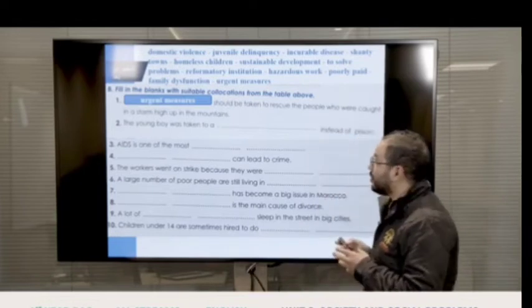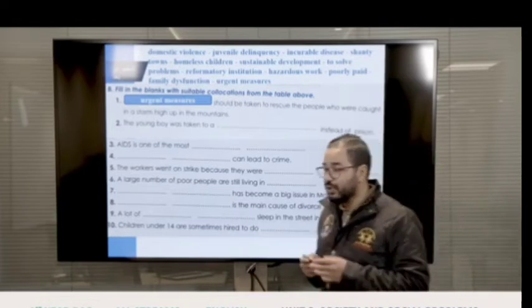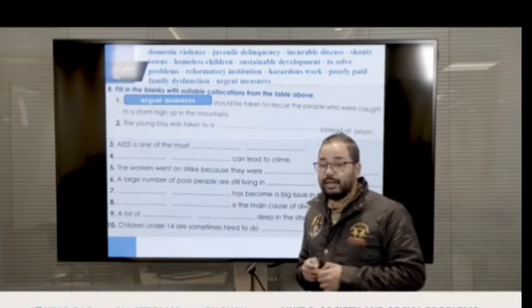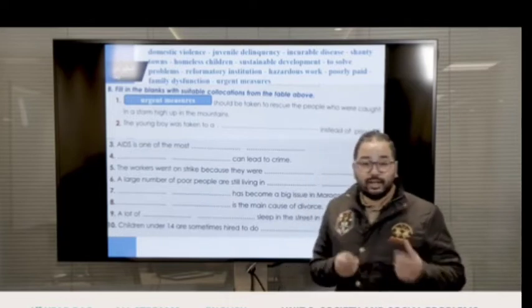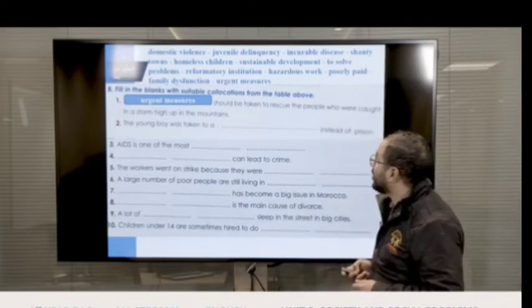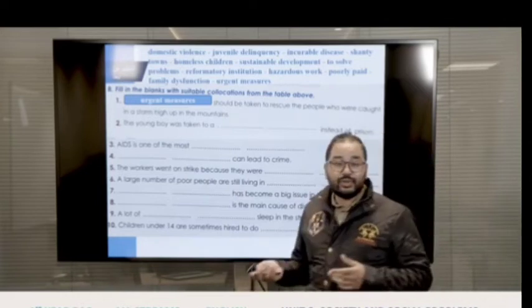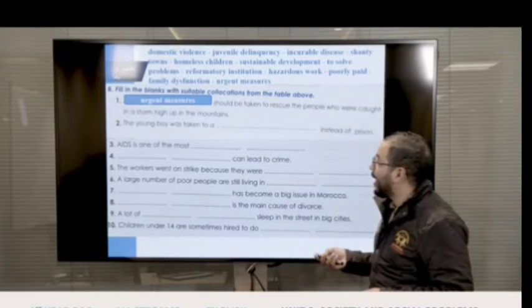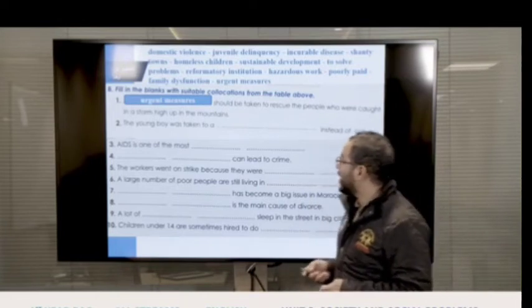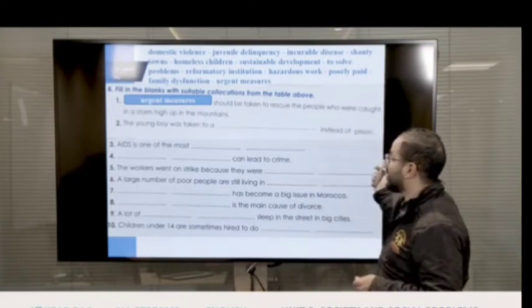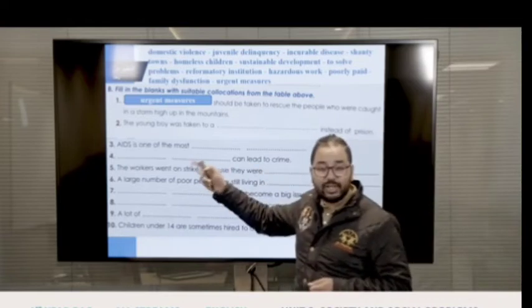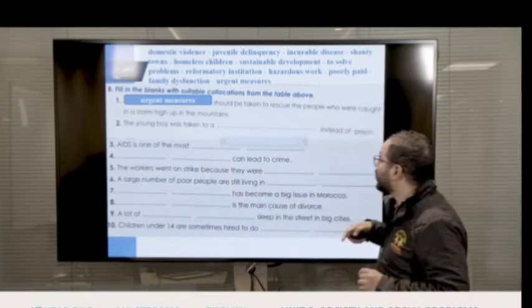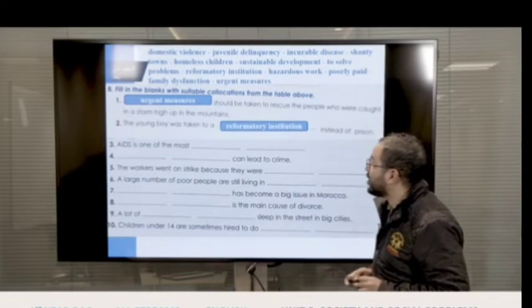So urgent measures, which means urgent solutions that maybe officials should take or should think of or figure out to solve a problem. The young boy was taken to a reformatory institution instead of prison. As we said, young boys don't go to prison, they go, of course, to a reformatory institution.